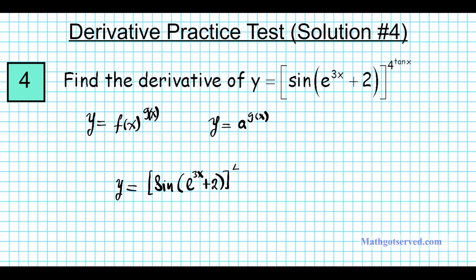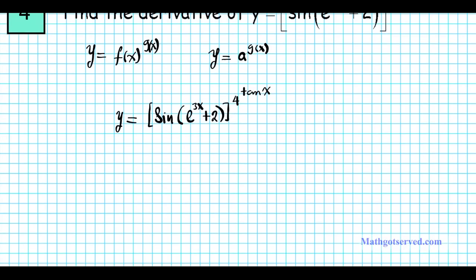We're going to take the logarithm, the natural logarithm of both sides of our equation. If we do that, we're going to have the natural logarithm of y equals the natural logarithm of this entire right side, which is sine e to the 3x plus 2, raised to the 4 to the tan x.